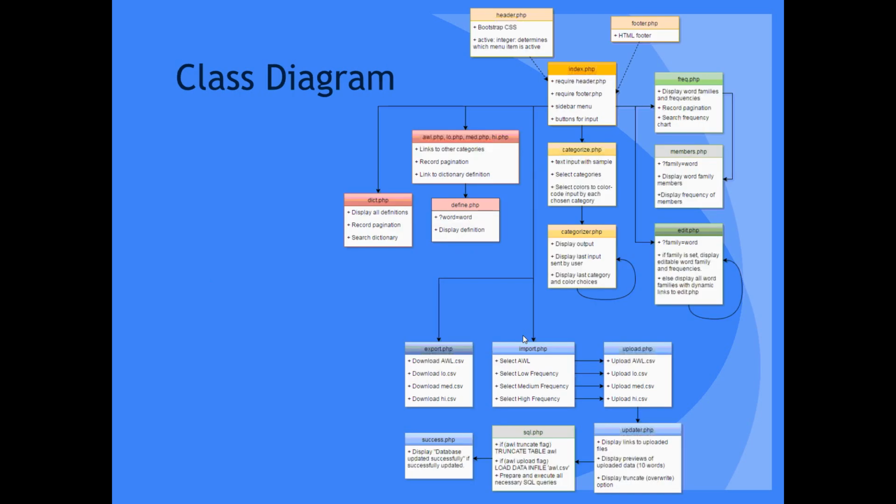Okay, so this is the class diagram of the entire Verse Admin website. As you can see, it's split into 4 basic sections. So the main index and the categorizer is in yellow. In red, you see all of the categories, so the category lists and the dictionary functionality of the system.